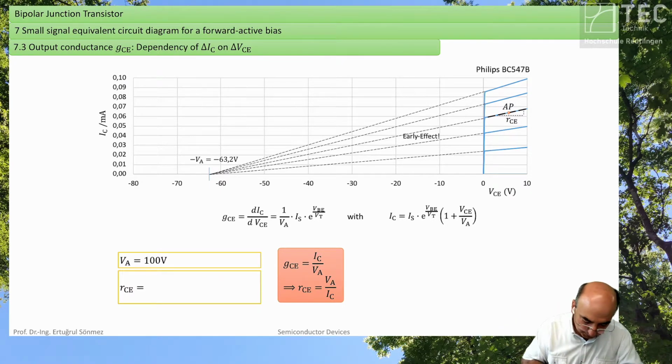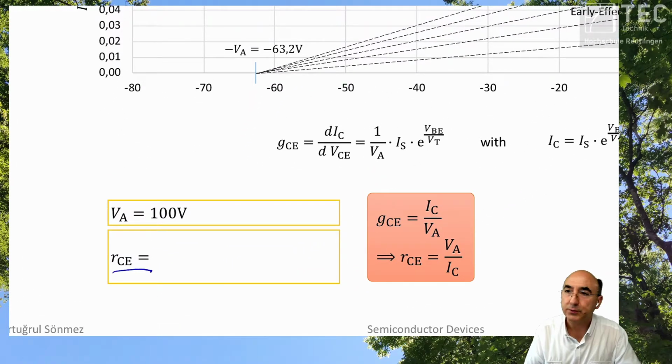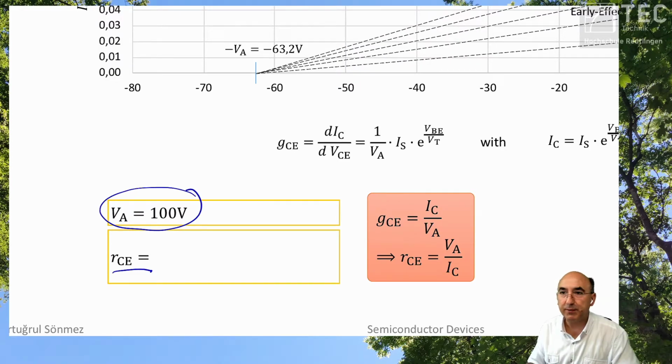So let's calculate the differential output resistance of a transistor with the additional value I am giving you.